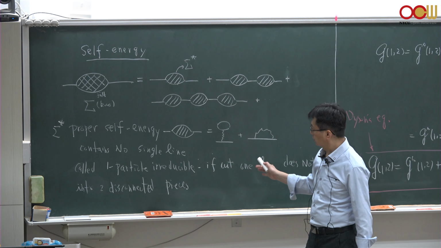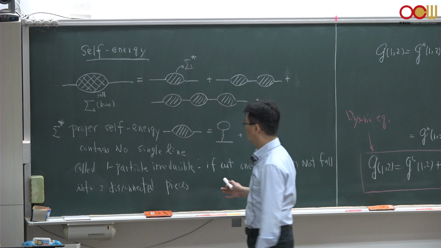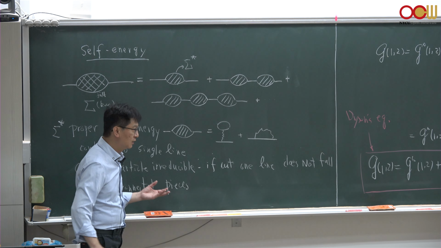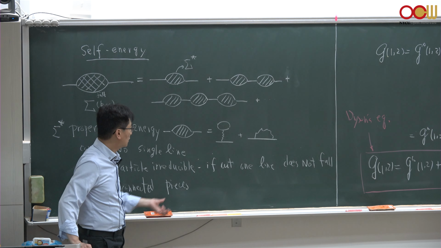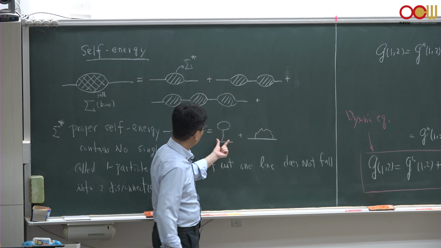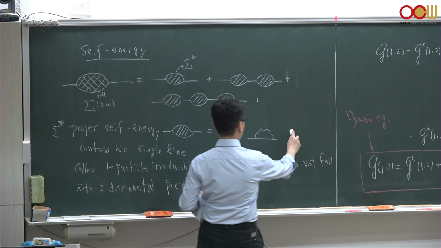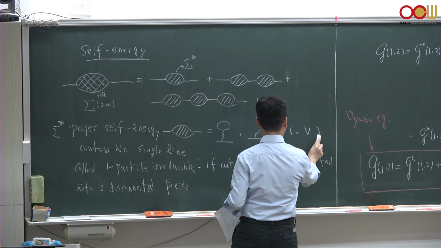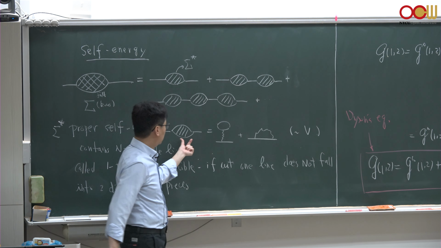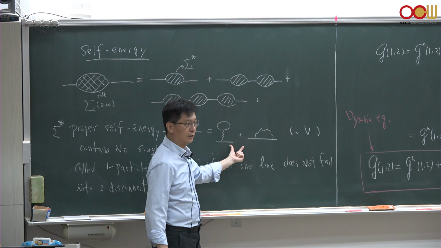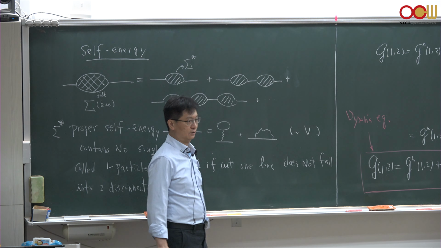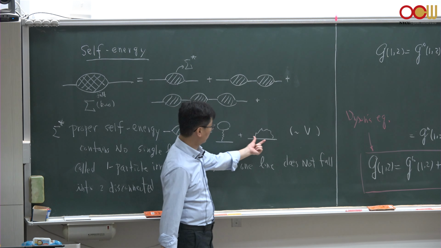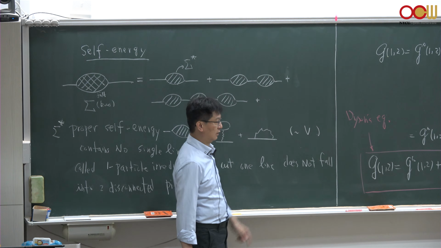So the proper self-energy is the basic unit of self-energy diagrams up to the first non-trivial order. In this case, it is up to the first order in potential, right? Which is first order in potential. And in particular, this means that we sum over these two diagrams: a single balloon and a loop diagram made of the solid line and wavy line.